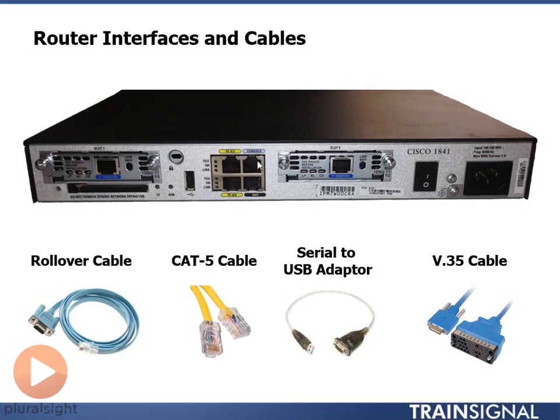On this 1841, we have 2 fast Ethernet ports. The fast Ethernet port on the bottom is labeled fast Ethernet 0/0, and the fast Ethernet port on the top is labeled fast Ethernet 0/1. These use Cat5 or Cat6 cables with an RJ45 end.